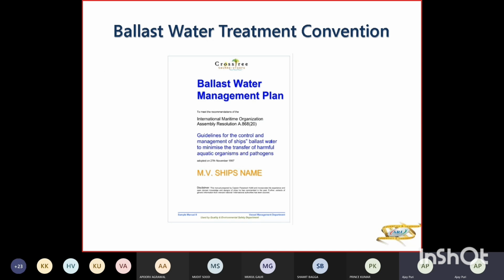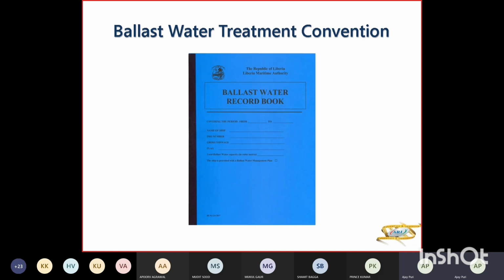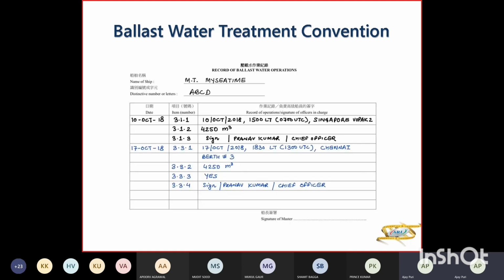So, ships which are supposed to follow ballast water treatment are supposed to have a ballast water management plan and a ballast water record book, and the entries here are where you are discharging, date, time, how much quantity discharged, where you are, that is the berth, and whether you have discharged after treatment or not, so that will be entered there.